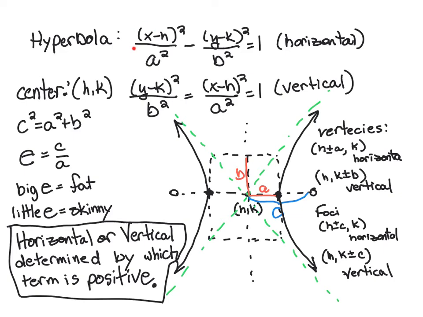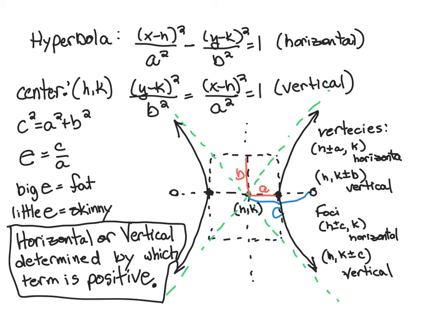So if the x one is positive, you're horizontal. If the y one is positive, then you're vertical. And you don't know, if it's not in this form, you don't know until you get it in that form which one it's going to be. So don't jump the gun. In this case, pay attention to, you got to get ones. I'm just writing A with the X and B with the Y.